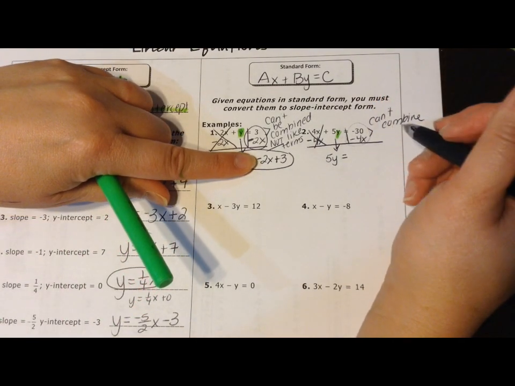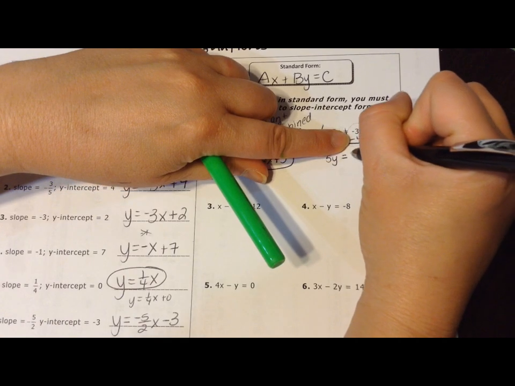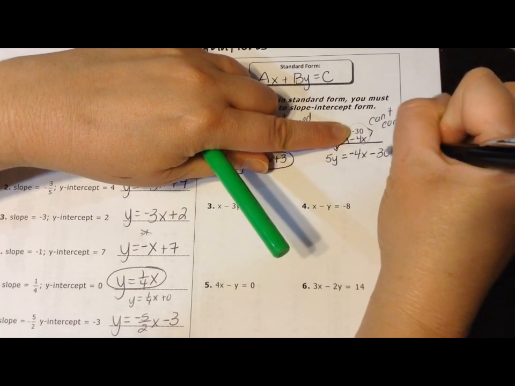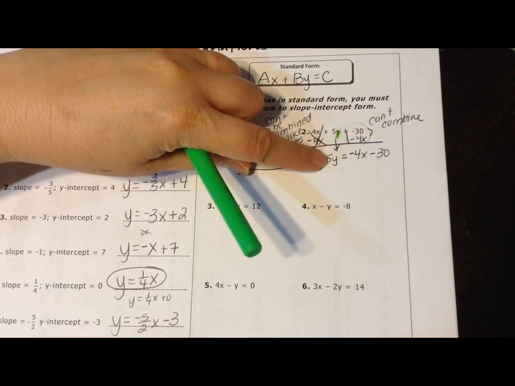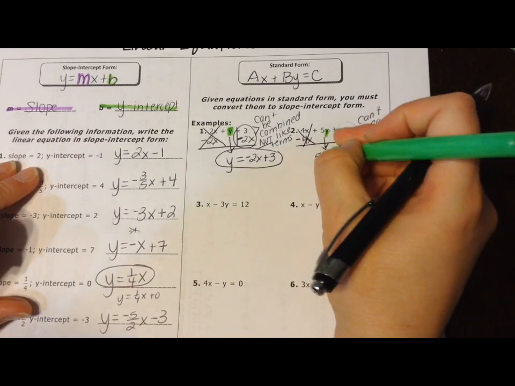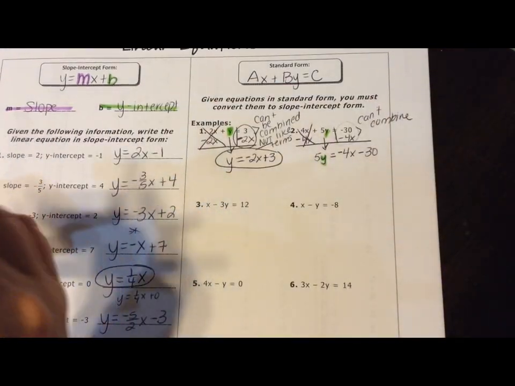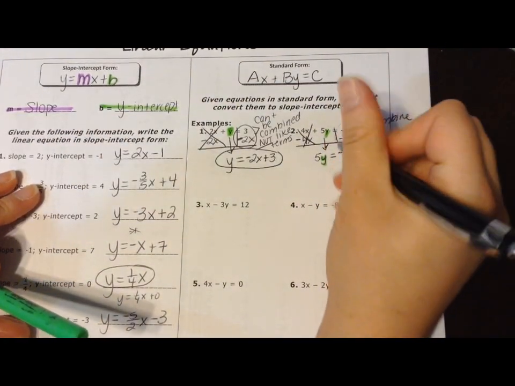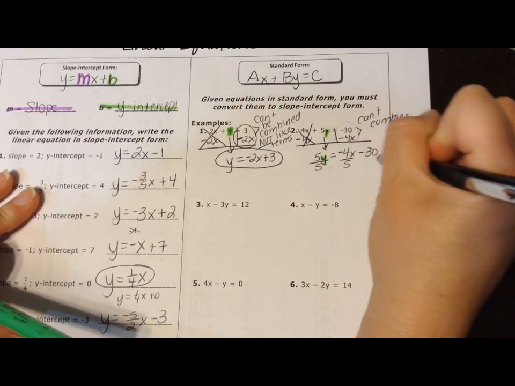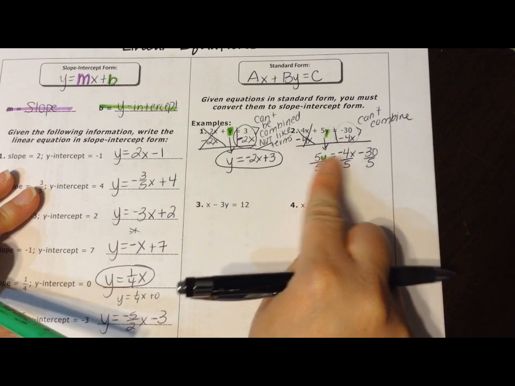So remember, your x term comes first. So we have -4x, and we have a -30. Now, y is still not alone. I need y to be by itself. So in order to get rid of this 5, I would be dividing by 5. I have to divide by 5 all the way through.